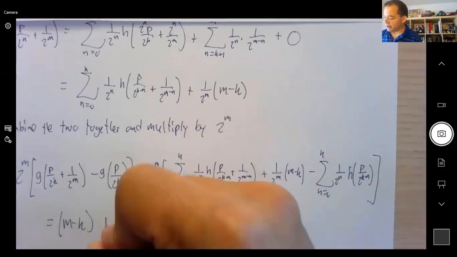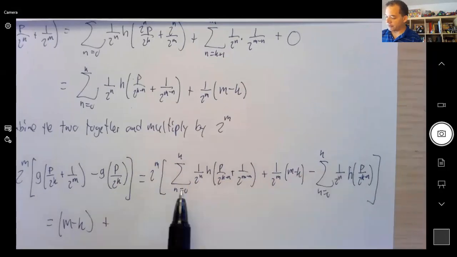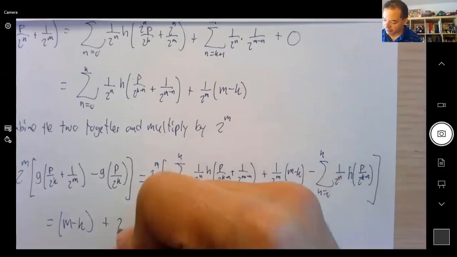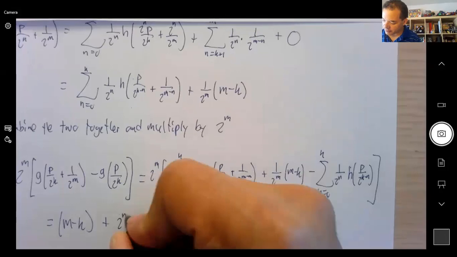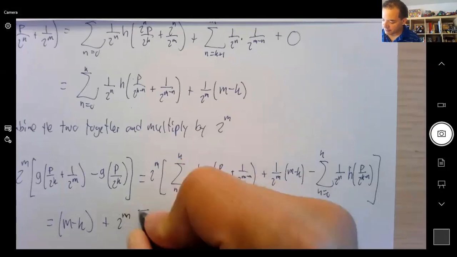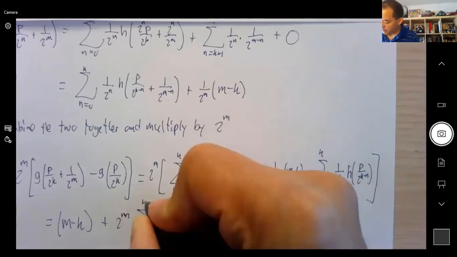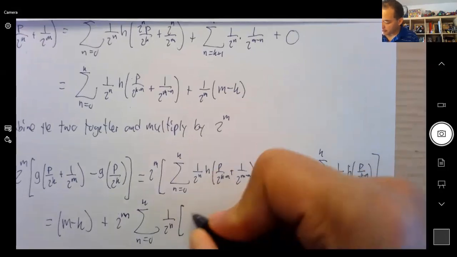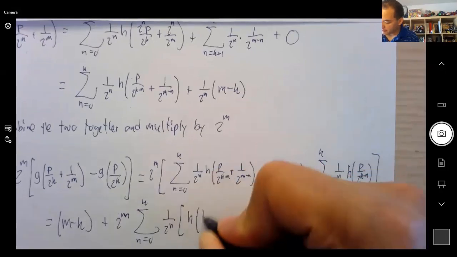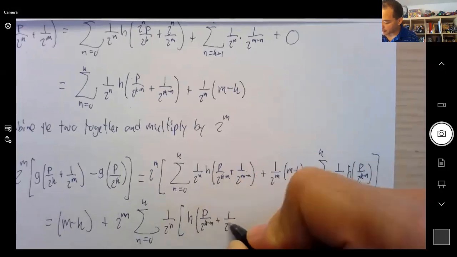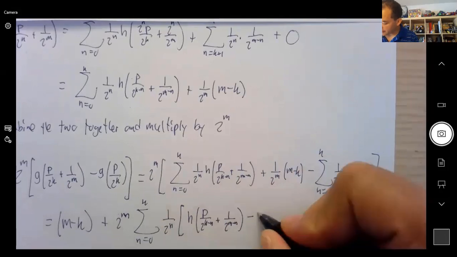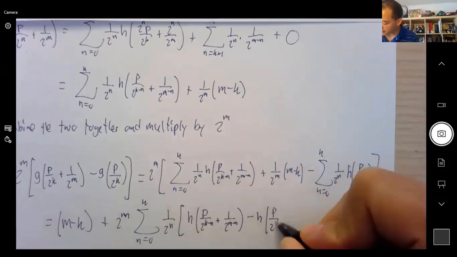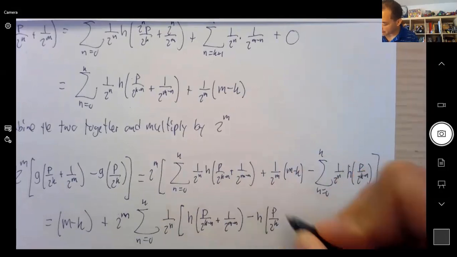And these two we can combine because both of them are from 0 to k. So let's combine them. So it's 2 to the m, the sum from 0 to k of 1 over 2 to the n times h of p over 2 to the k minus n plus 1 over 2 to the m minus n minus h of p over 2 to the k minus n.